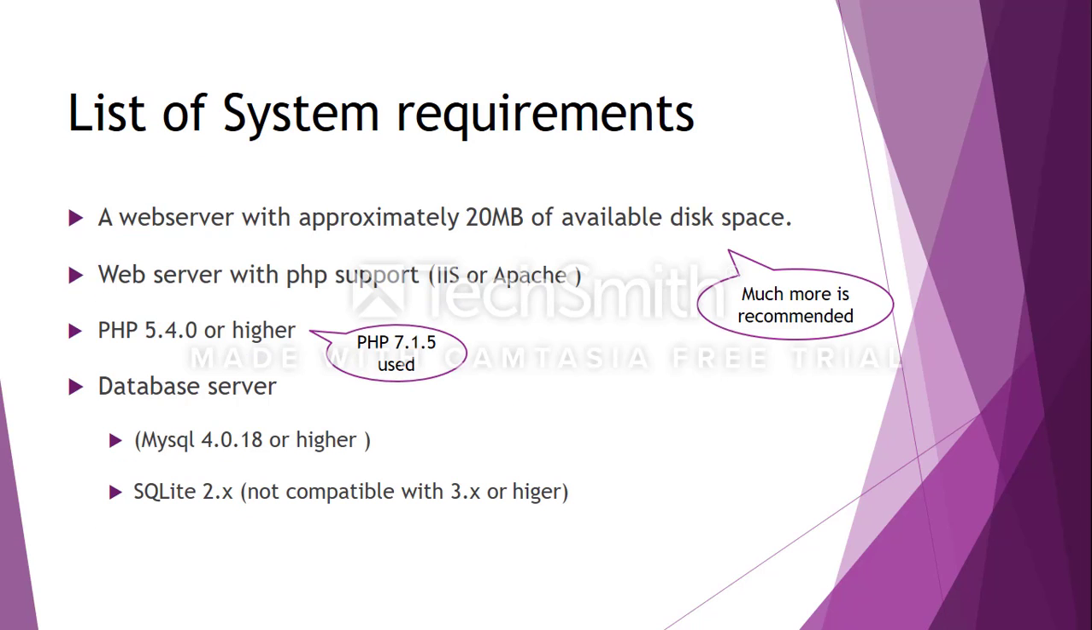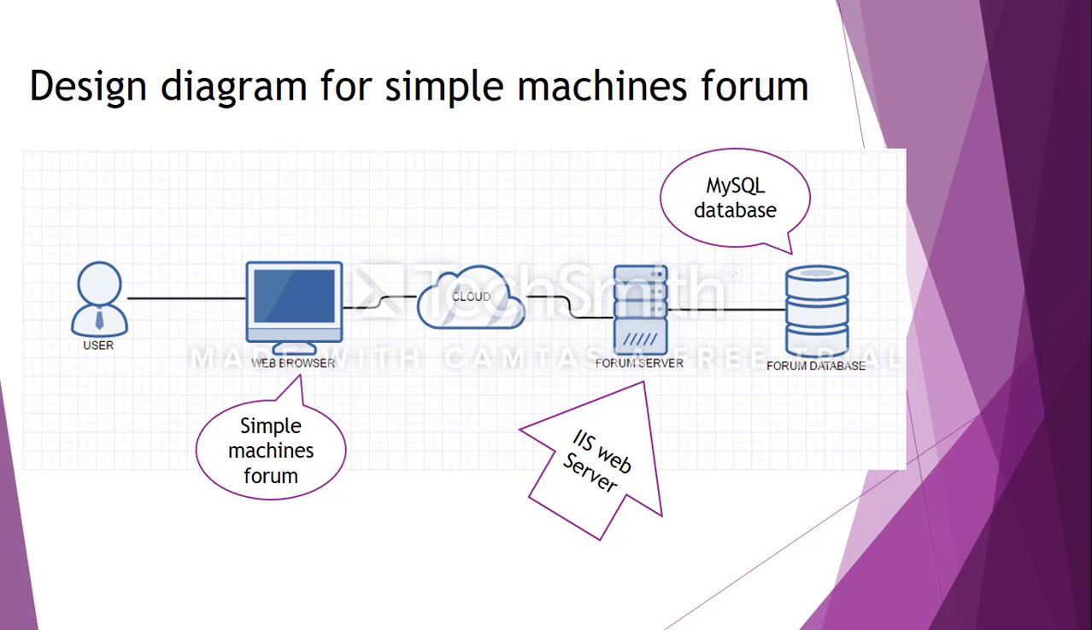Simple Machines Forum has a list of requirements that need to be met before installing. It needs a web server with at least 20 megabytes of available disk space, a web server that supports PHP, either IIS or Apache, and a database server such as MySQL or SQLite. This is a design diagram for Simple Machines Forum to show you how it is built.